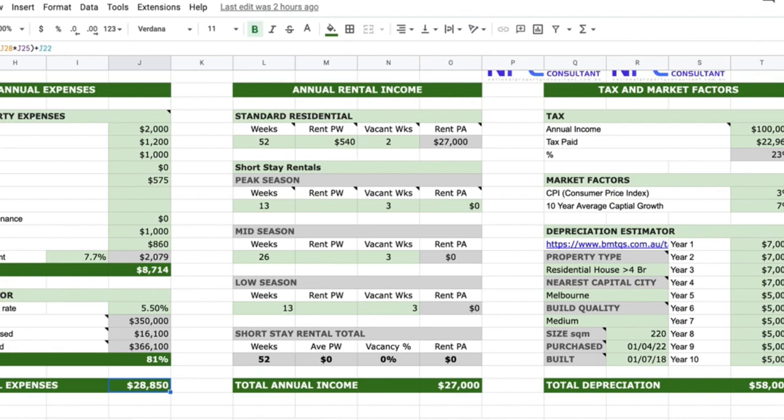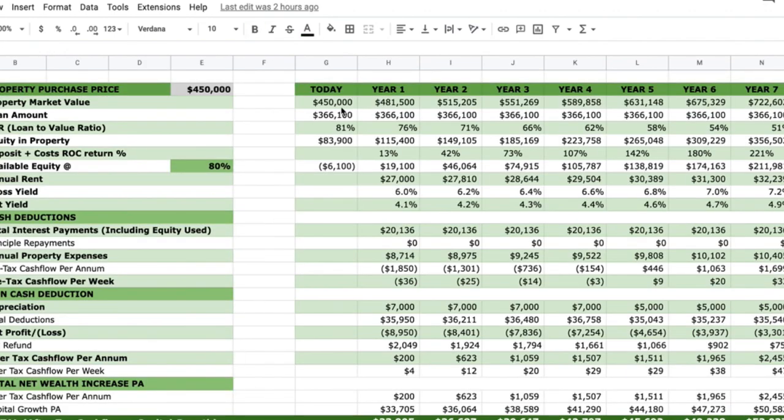Now we're going to see how the cash flow looks. In this case, we have all the capex here, and then we have operational expenses also in here. Then we have the cash deductions, which is the interest amount we are paying, and this will give you the pre-tax cash flow per week. And then we have non-cash deductions, which are depreciation and any other tax refund which you'll get from the ATO. And based on that, it will give you the cash flow on that property.